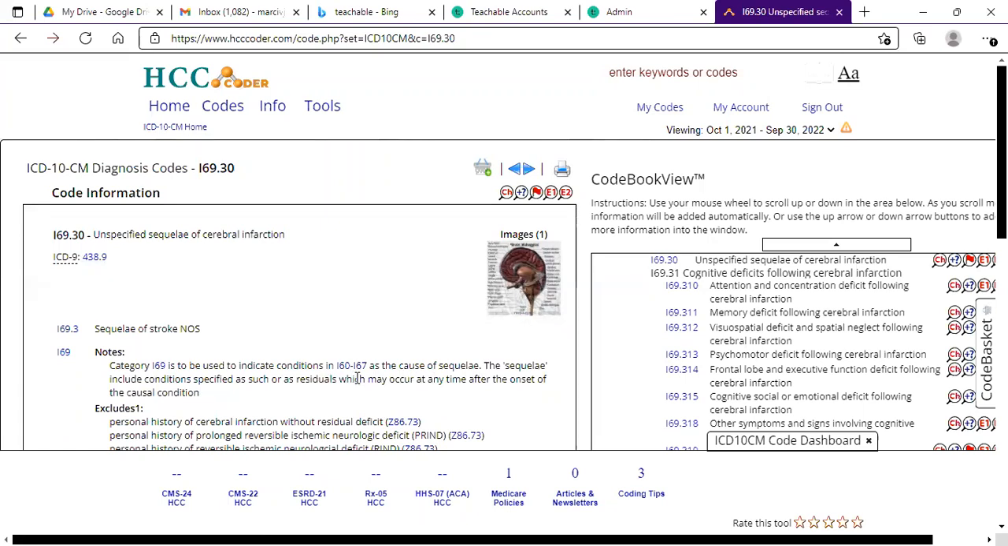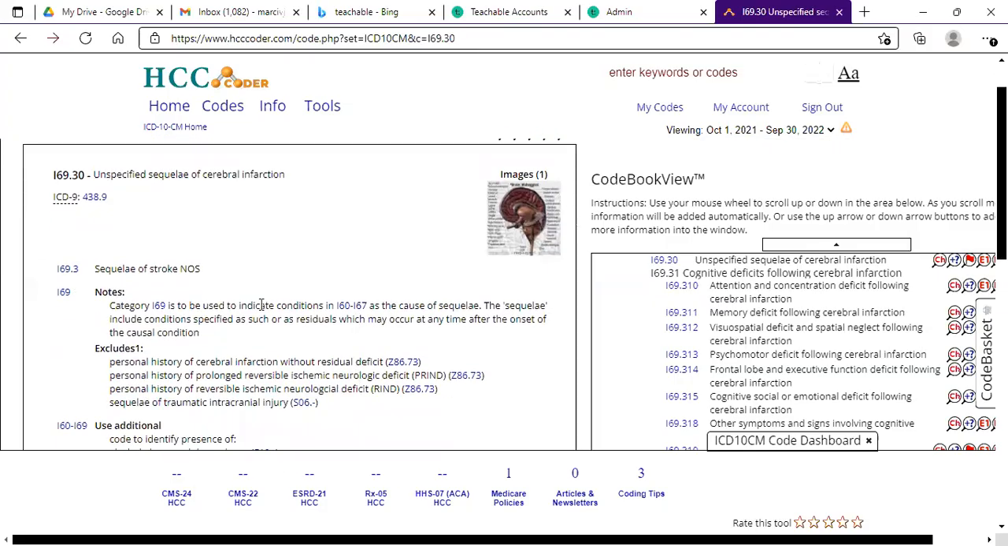You remember how we talked about excludes, includes, and what you can and can't code together? So here's an exclusion. When I use this code I69.3, this is also saying that I cannot use these codes with it. You mean I69? You said I63.3, it's I69.3, is that what you mean? I63.9 is a stroke code.